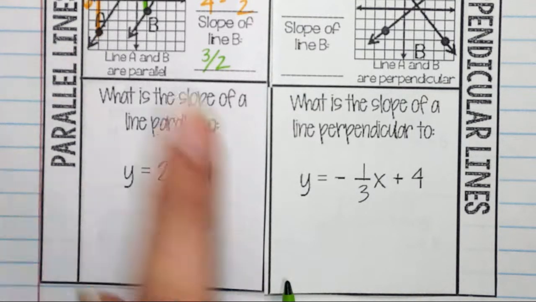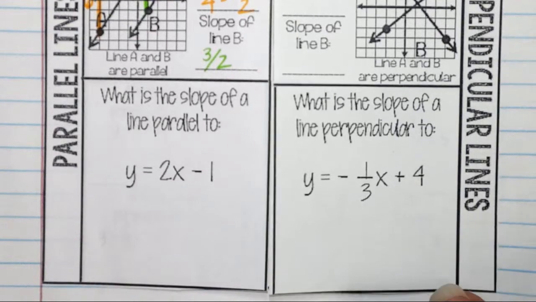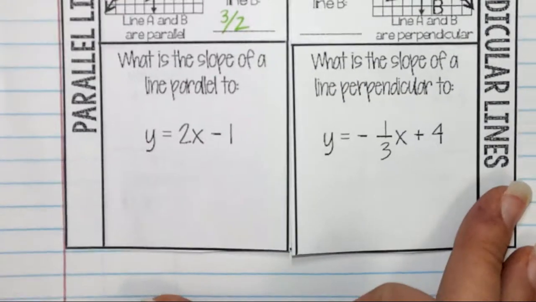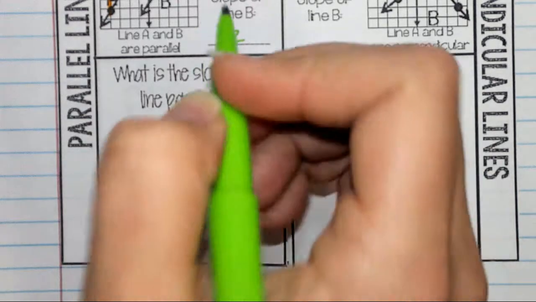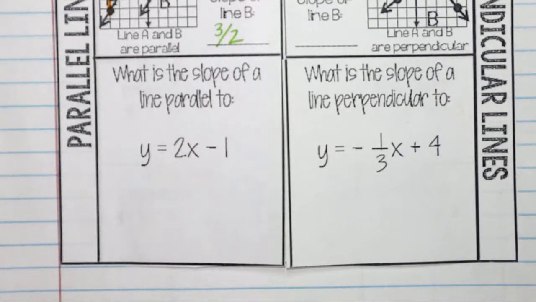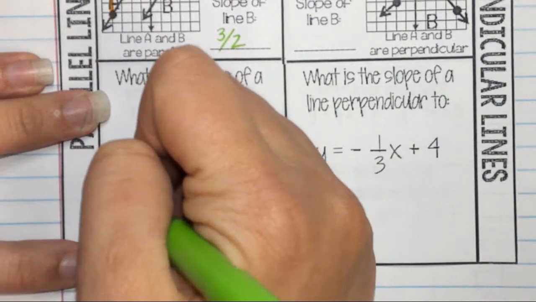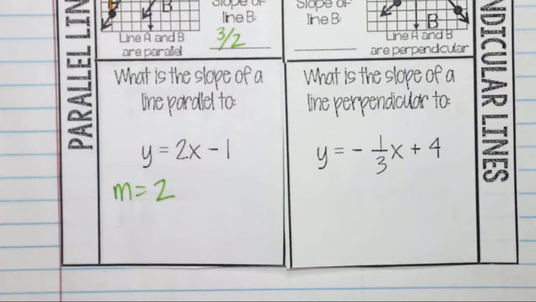Alright, so this says, what is the slope of the line parallel to y equals 2x minus 1? No, what is the slope of the line? 2. So the slope is 2.